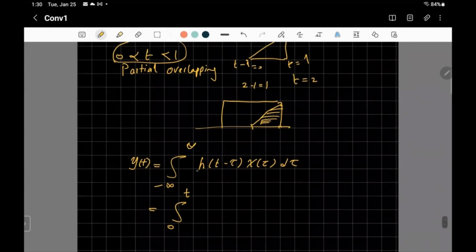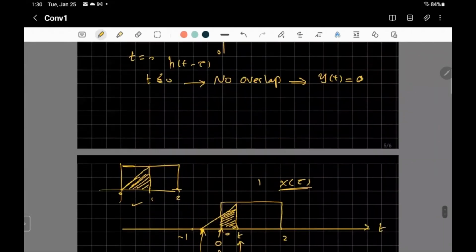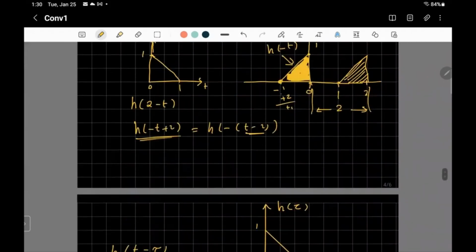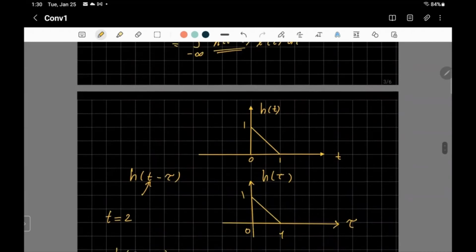How do we get the expression for h of t minus tau? Very simple. You go back to the h of t. That's h of t, right? Write the equation of h of t. Do you know how to write the equation of h of t? Okay. h of t equals what? The slope of this straight line is negative, so negative t plus 1. That's right. Okay.